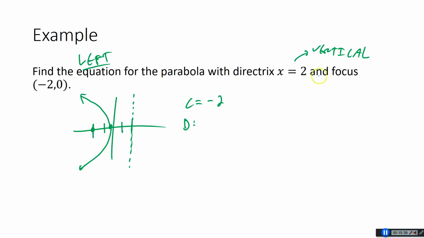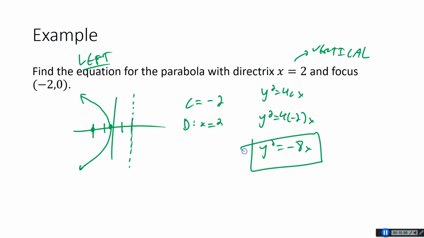Directrix is x equals 2. We have that right here. They told us that. So we have our C. We know it's going to be a y squared equals 4cx. So in this case, it's going to be y squared equals 4 times -2x, which is y squared equals -8x.